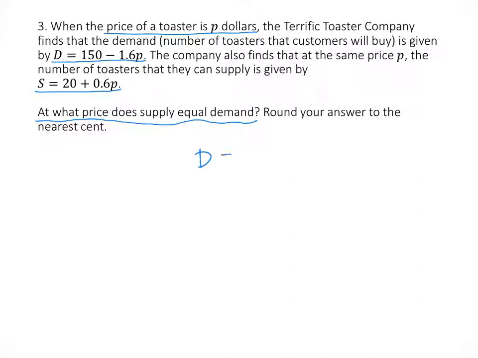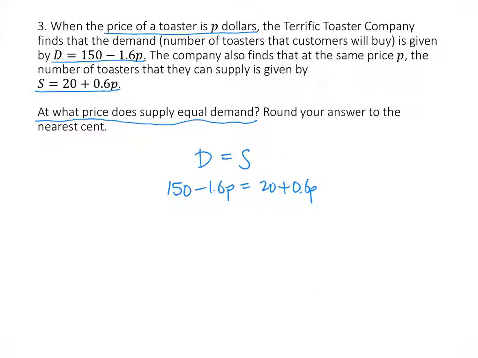So that's the setup for our solution. We know that D equals 150 minus 1.6p, substituting that in for D. And we also know that S equals 20 plus 0.6p. Substitute that in for the S. And now we can solve.